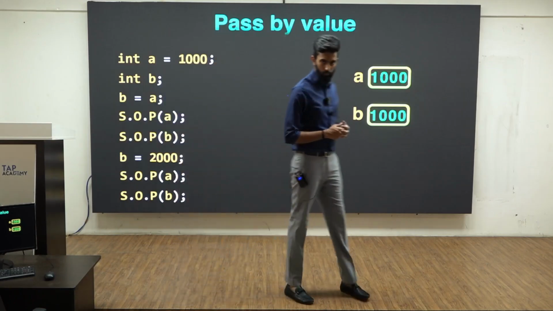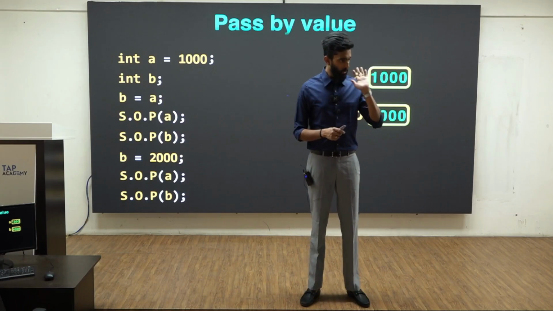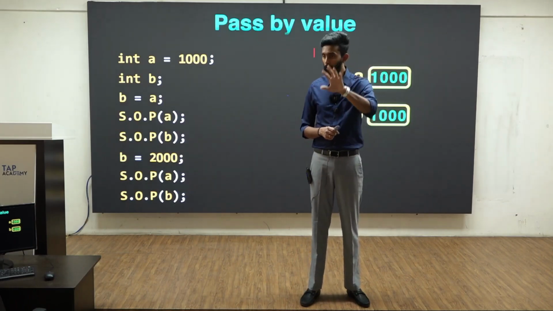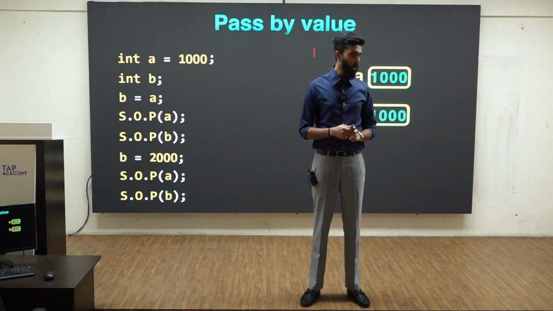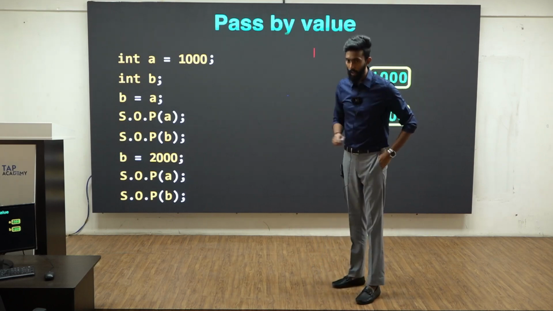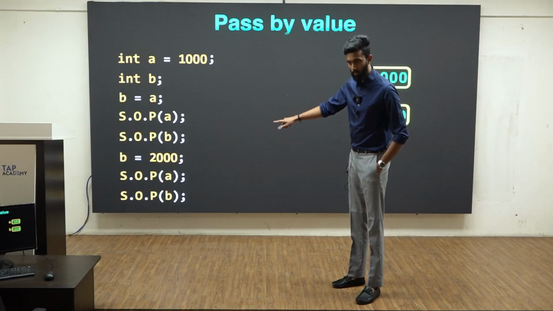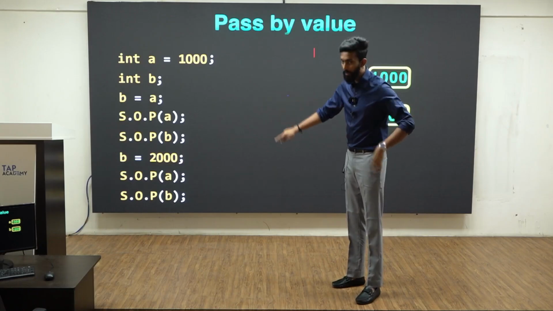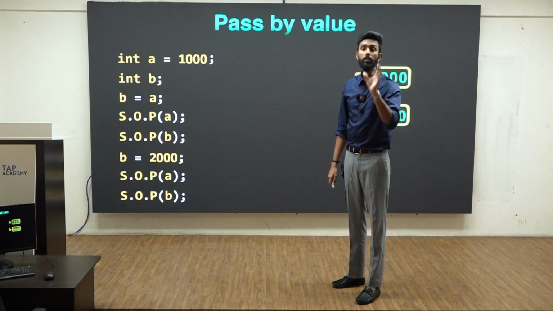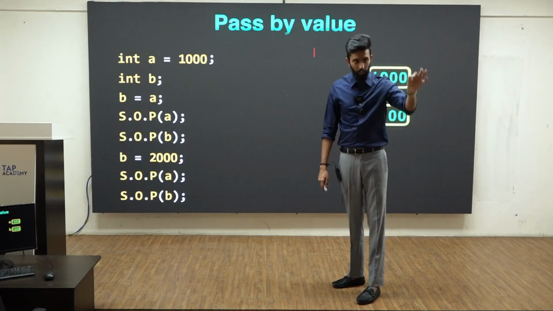1000 or 2000? Some are saying 1000, but there are also many who are saying 2000. Yes or no? Okay, tell me, if I print b, what will be the answer? 2000. So some are saying a is 1000, b is 2000. Some are saying both a and b are 2000. Now this is where the confusion lies fundamentally in many minds.